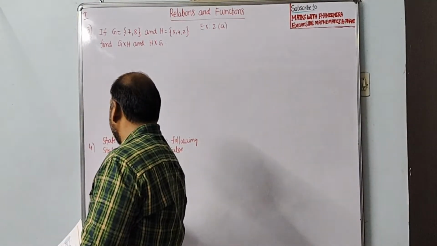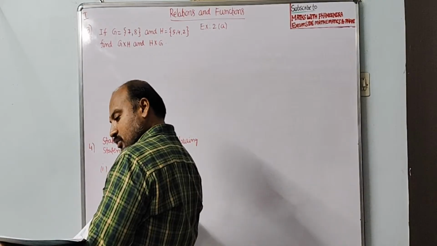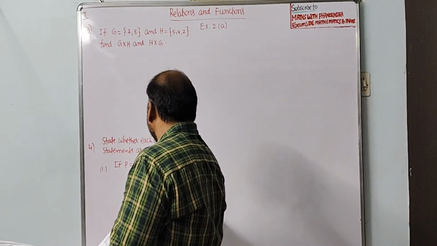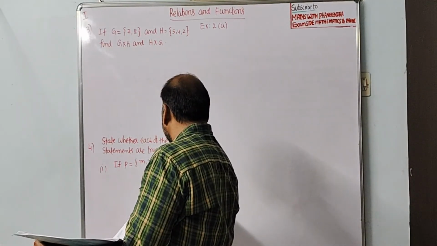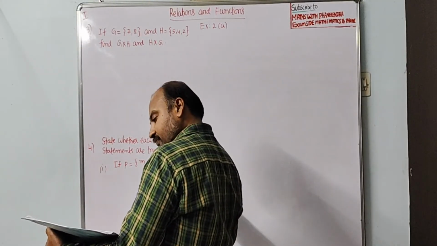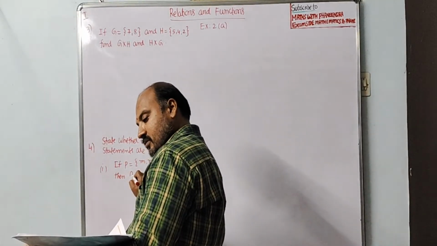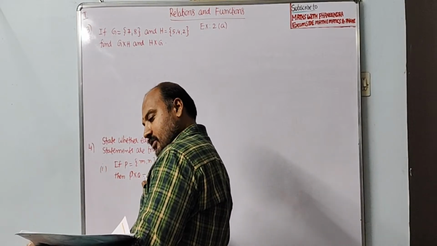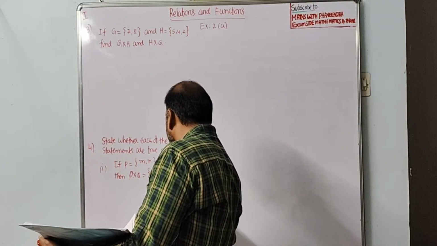So we will write the first one. If P equals M comma N and Q equals N comma M, then P cross Q is equal to M comma N, N comma M.